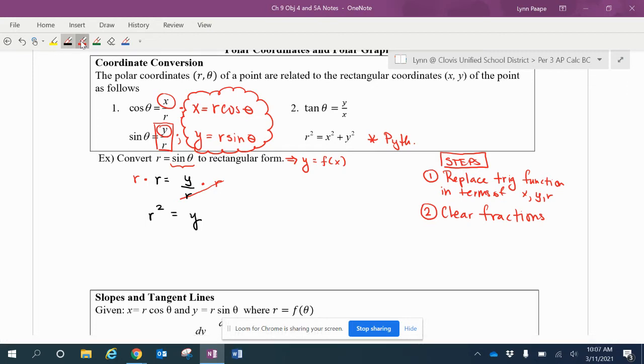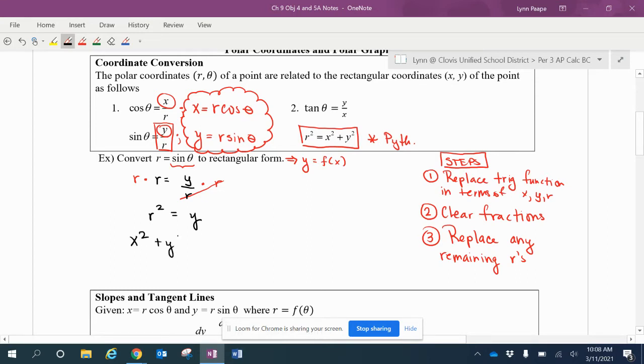And then we're still not in terms of y as a function of x yet, or in terms of x's and y's only. So we have one more step, and so that will be to substitute or replace any remaining r's. So at this point, we shouldn't have any thetas or trig functions because we did that in step one. And so now we have an r squared. So we're going to use this replacement here. So we'll use our Pythagorean theorem relationship. So instead of r squared, we're going to replace it with x squared plus y squared is equal to y.